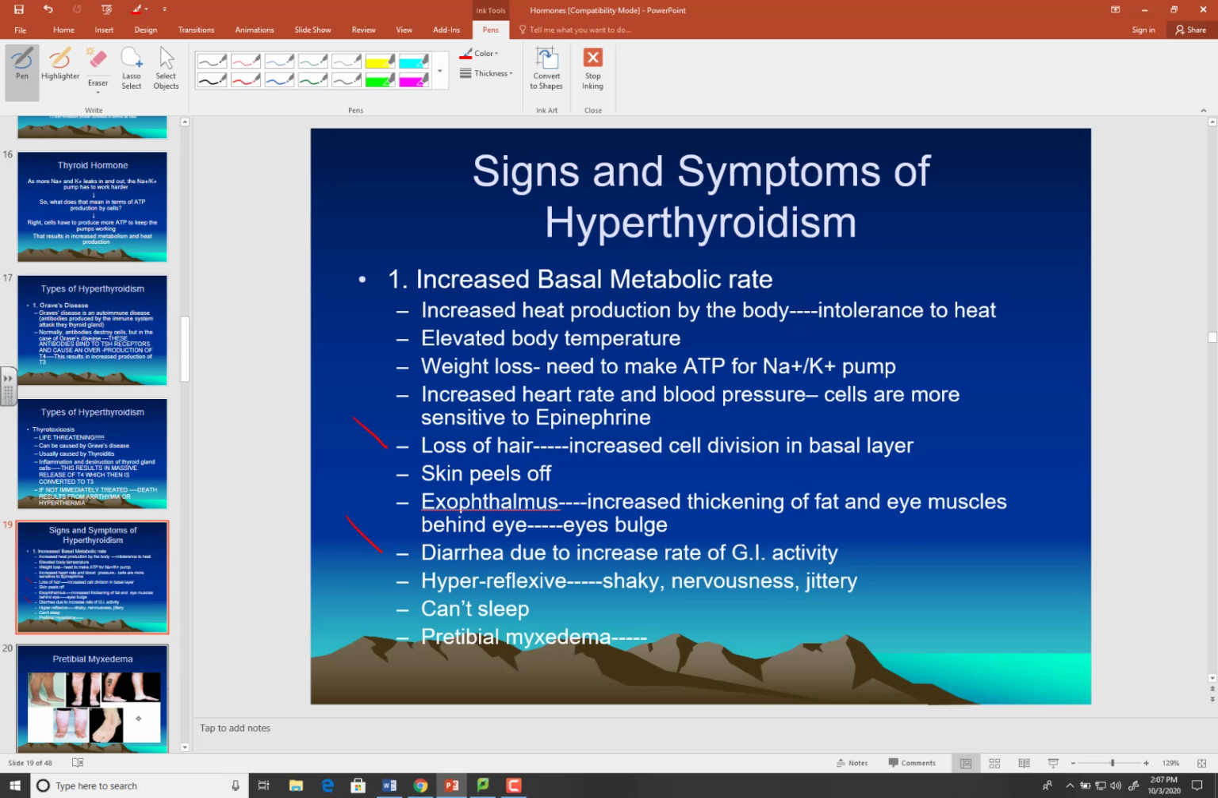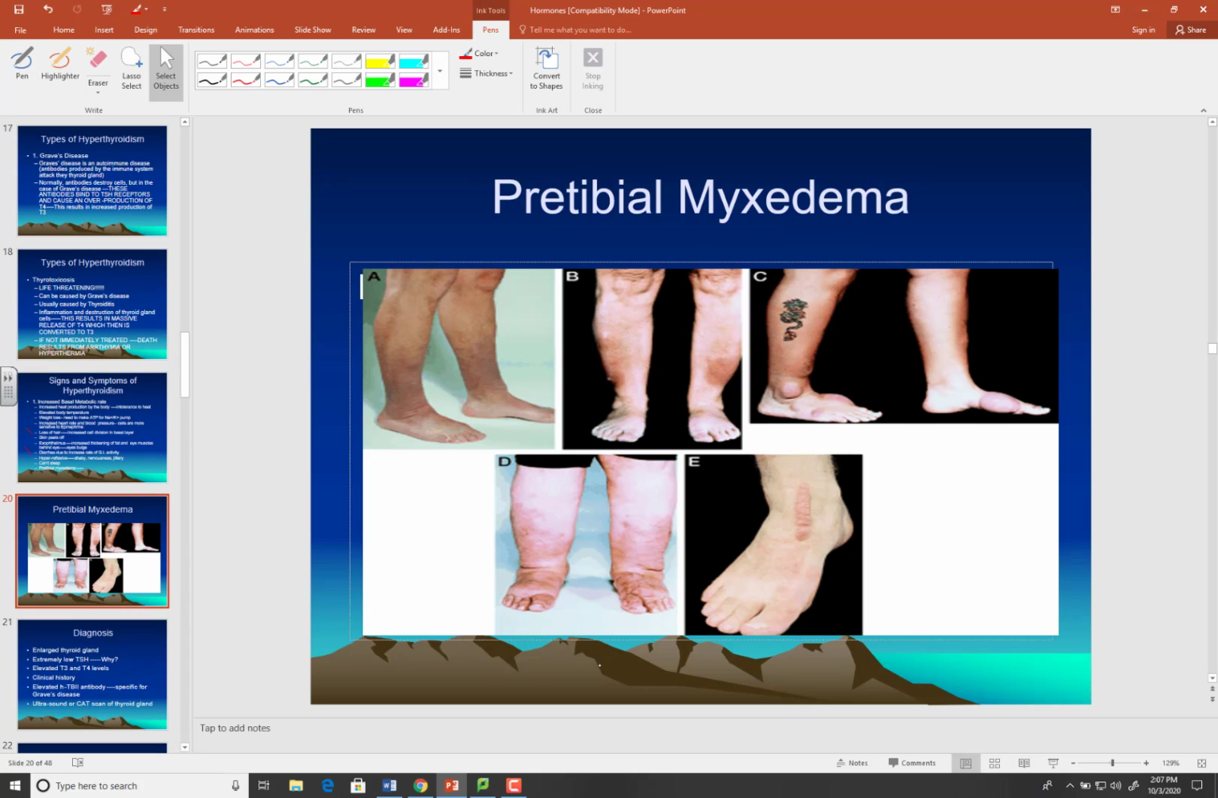And then they get this pretibial myxedema, and basically it's thickening of the collagen around the legs and the feet sometimes. So those are really the signs and symptoms of hyperthyroidism. And remember that one of the big causes of hyperthyroidism is Graves' disease.